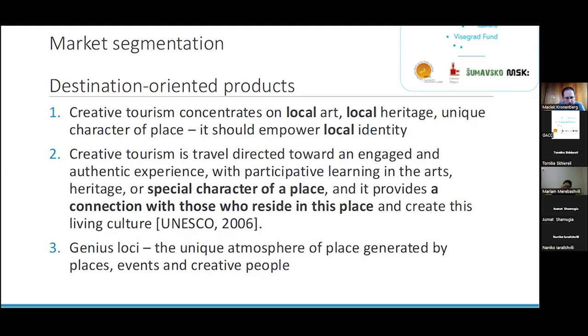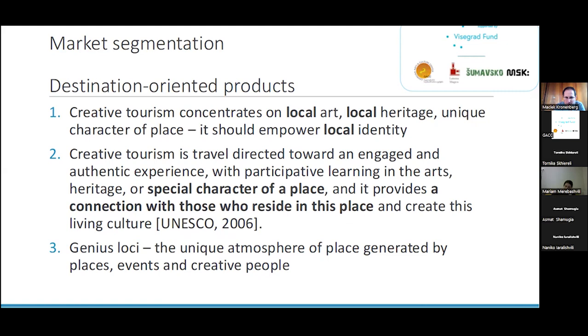With the second definition prepared by UNESCO, creative tourism is travel directed toward an engaged and authentic experience. It provides a connection with those who reside in this place and create this living culture. And for me, the last words here, this living culture, is the key word to this definition. If you want to create a really creative tourism product, it has to, let's say, have roots in the local heritage, but it should grow up into the living culture. It should be connected with that. It should influence the living culture of the place.